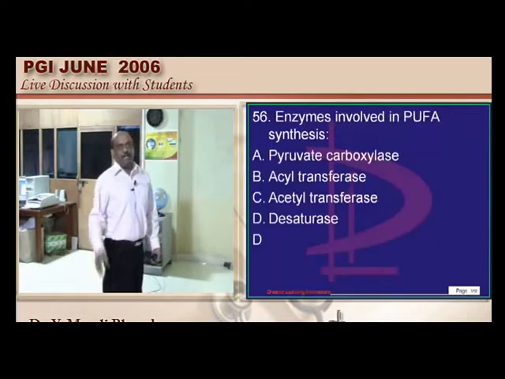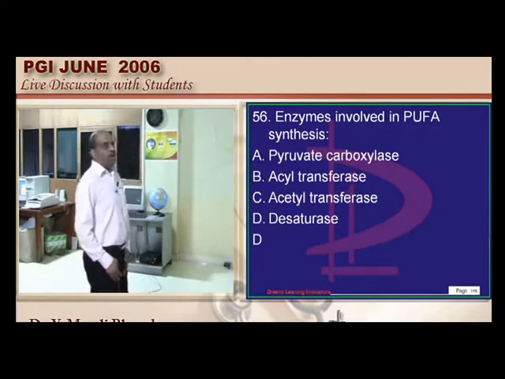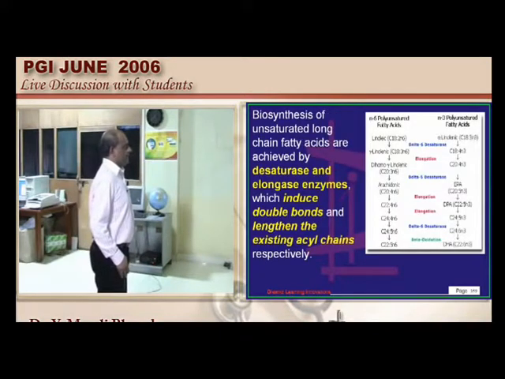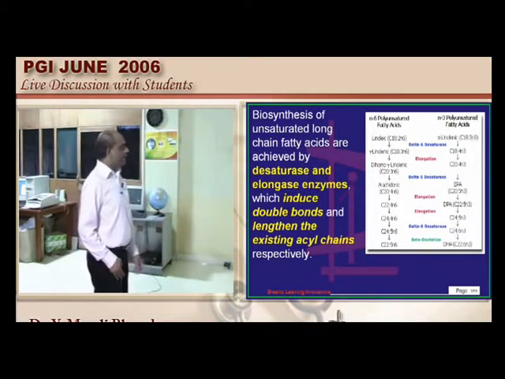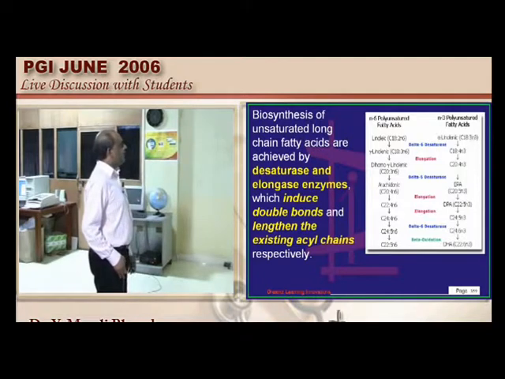Now which enzymes are important for the polyunsaturated fatty acids, doctor? You have a desaturase which will cause introduction of the double bonds, and you have an elongase which will make the chain go forward. So these are the two enzymes which are typically important in the PUFA synthesis, is what needs to be remembered.